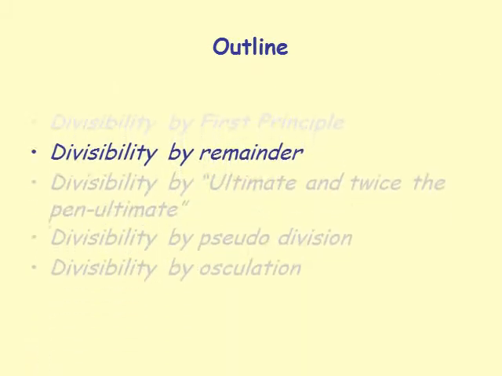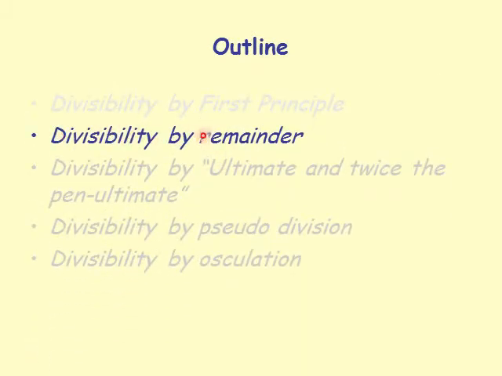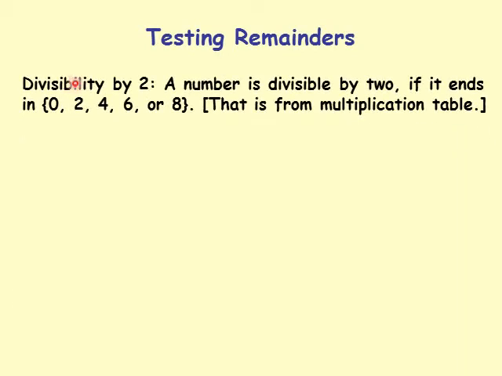Okay, let's go to the next section. The next section is divisibility by remainder. So we'll try to find the remainder of the problem. When we are trying to divide a dividend by a divisor, we're trying to find the remainder and see if we can get a remainder of 0 or not. Okay, let's see testing remainder now.